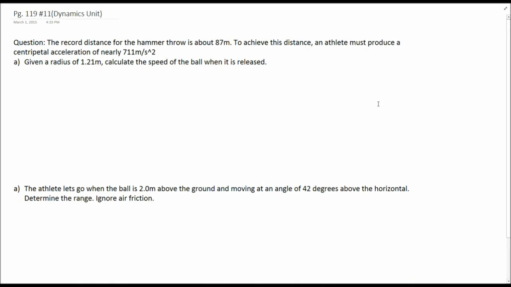So today we're going to be solving a question from Nelson Physics 12. The question reads: the record distance for the hammer throw is about 87 meters. To achieve this distance, an athlete must produce a centripetal acceleration of nearly 711 meters per second squared. Our first part says, given a radius of 1.21 meters, calculate the speed of the ball when it is released. So let's start with our givens.